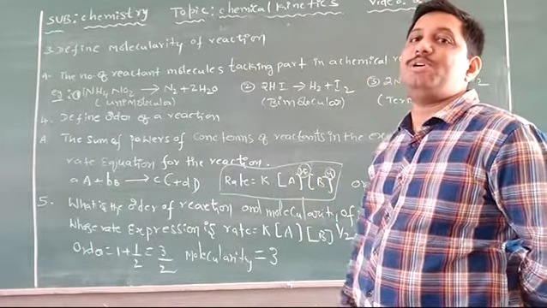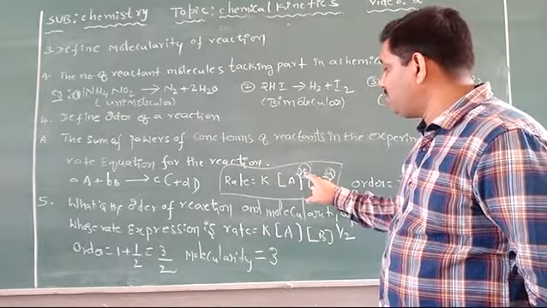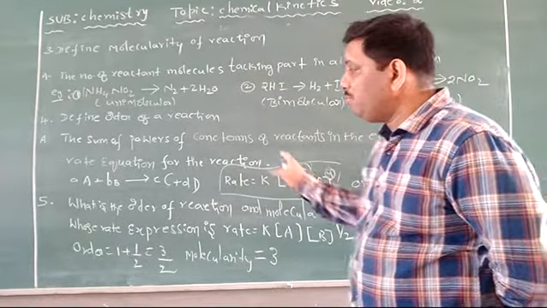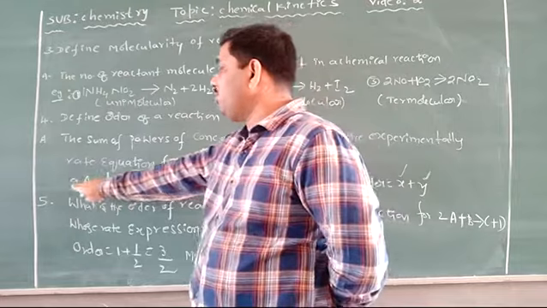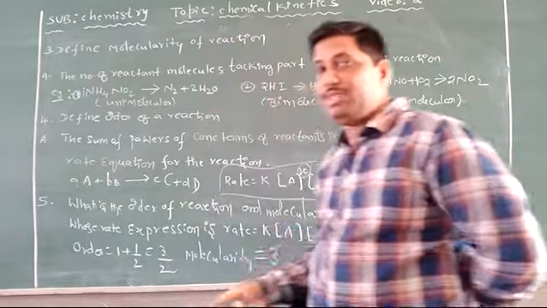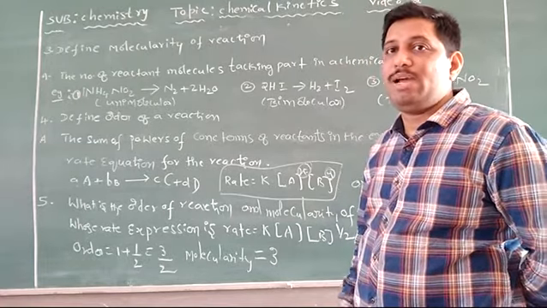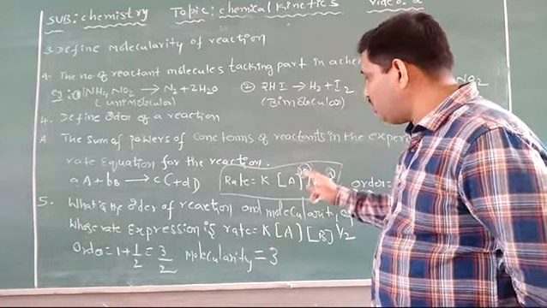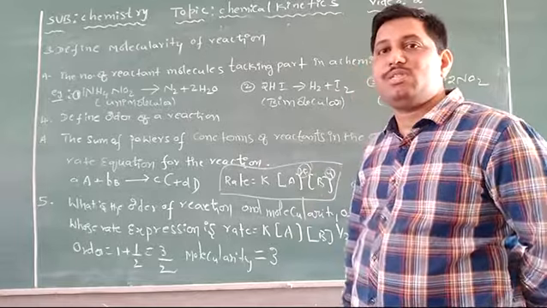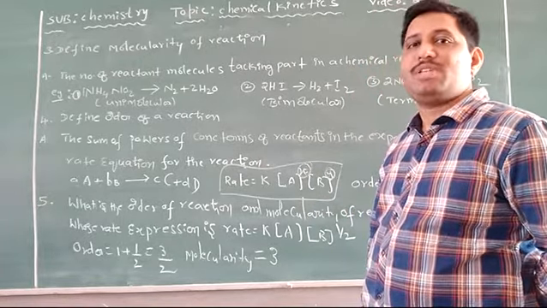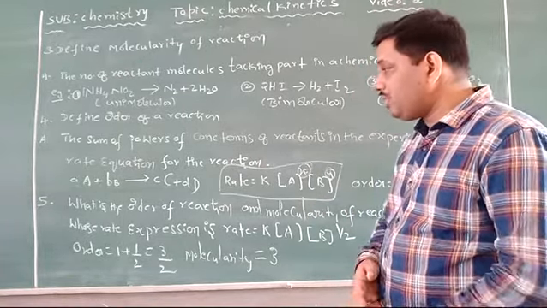the rate equation. Here, an important point, students: x and y may or may not be equal to the stoichiometric coefficients a and b. Sometimes x and y are equal to a and b. Sometimes x and y are not equal to a and b. There is no necessary condition that x equals a and y equals b. Let's try it, students.